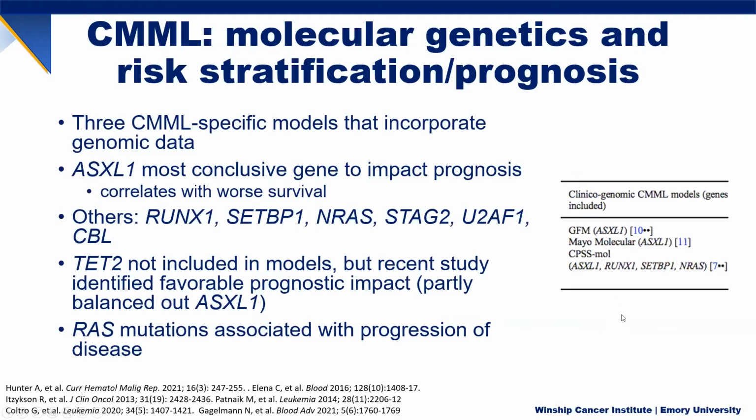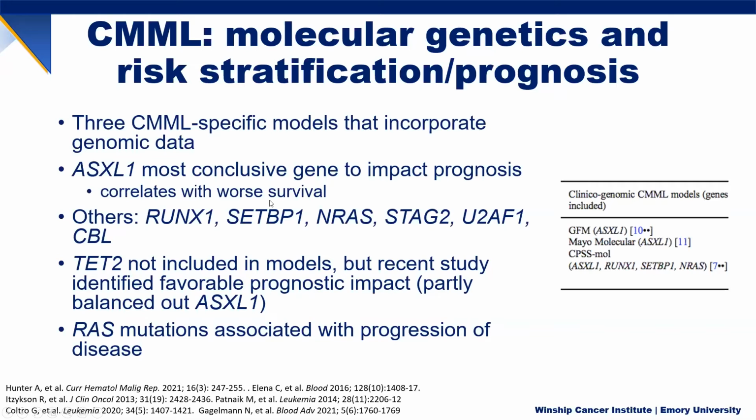Really, across all genetic studies of CMML, this is the one gene that has always stood out as most conclusively impacting prognosis, in particular with a worse prognosis or a shortened survival with this disease. And again, that's now incorporated in all three of these models and really has been shown time and time again. A number of others that I have listed here have been shown, and for example, the CPSS molecular model has a couple different mutations, and there have been some others in individual studies, but maybe not quite as definitively as ASXL1, which can be a limitation of individual studies. But there are a number here that have at least some suggestion of also correlating with worse outcomes.